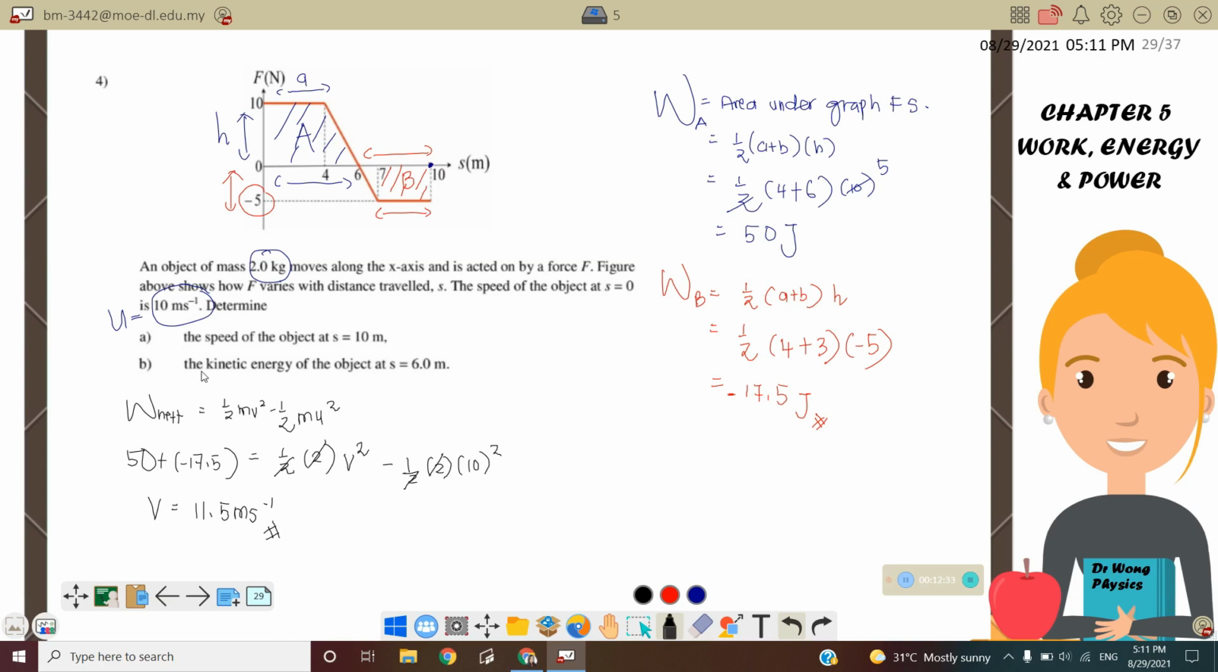For part B, the kinetic energy of the object when it is at 6 meters. If you refer here, up to 6 meters is only from 0 to 6 meters. So we only want to find the kinetic energy for the first 6 meters. What we should do is use the area under the graph. We want to find K final.